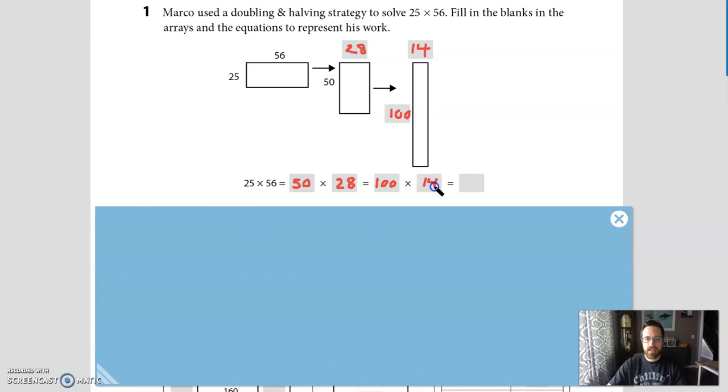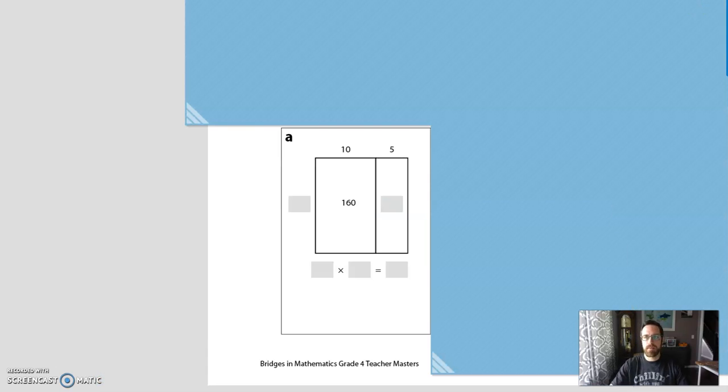And again, the doubling and halving strategy is exactly that. It's a strategy to get you to friendly numbers to make the multiplication problem that much easier. So now I'm at 100 times 14, which is pretty friendly. That's just, well, 14 times 1 is 14, and then I have 2 zeros after it. So my answer would be 1,400 using the doubling and halving strategy, which we talked about earlier in Unit 6. All right, let's look at the next problem.